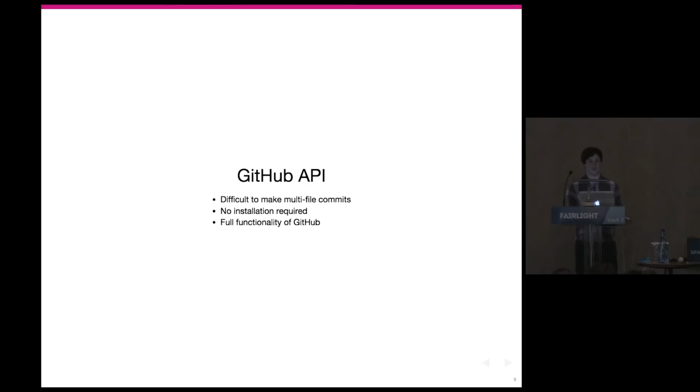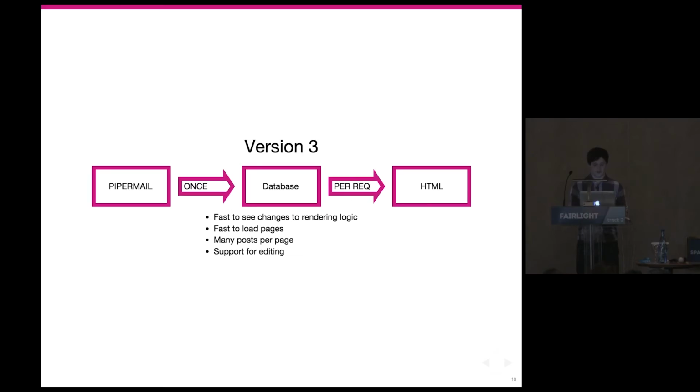But it had the advantage that there's no dependencies to install because it's just a curl-based API, it's a REST API. And anything you can do on GitHub, you can do via the API. You can create repositories, you can delete repositories, you can close and open issues, you can comment on issues, you can merge pull requests, you can do all sorts of things.